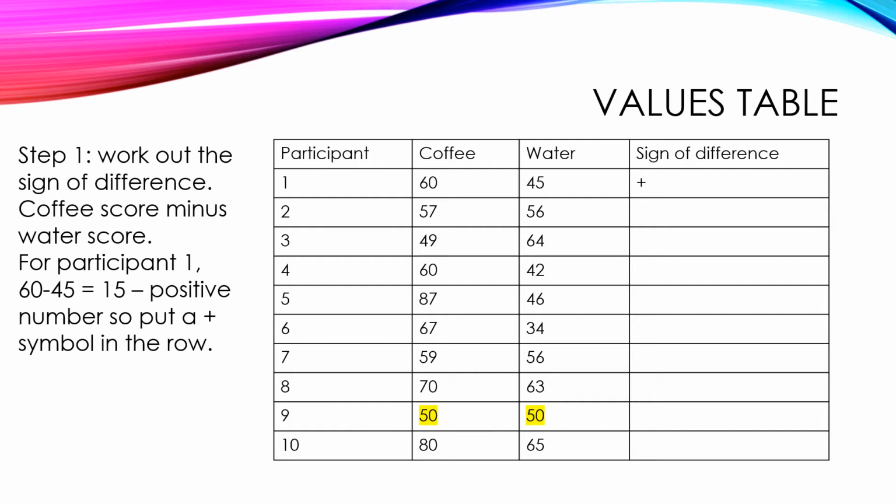So what we do is take 60 from 45 and we're left with 15, which is a positive number. So we put a plus in that sign of difference column. And we do this for all of the tests. So you have to go through, you might want to pause the video if you wish to have a go at this yourself. And you've got to work out whether we're going to be left with a plus or a minus. You put a minus in if you have a negative number.